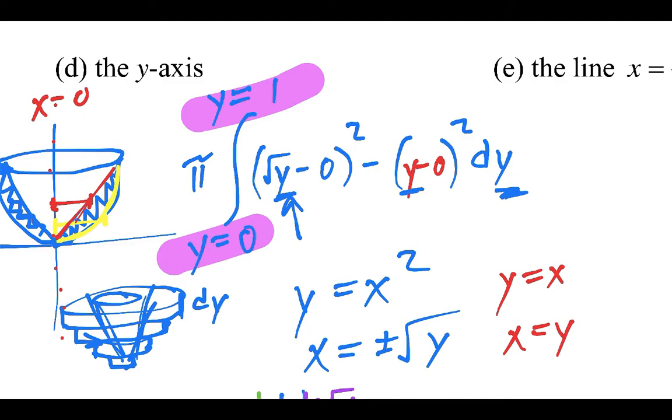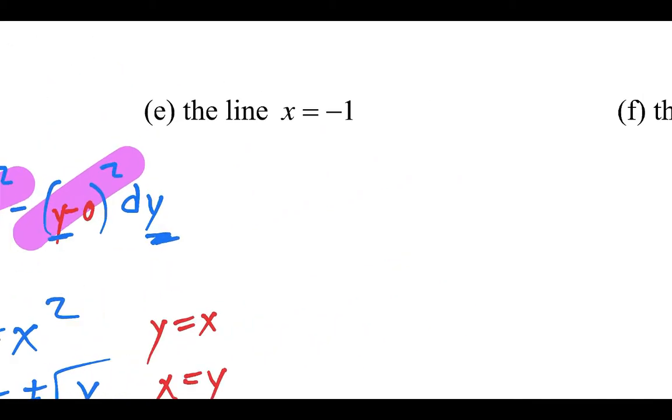So if you take a look, you would square the square root of y, so it'd just be y minus y squared, and you can use the power rule to integrate it. All about setup today, no algebra necessary.